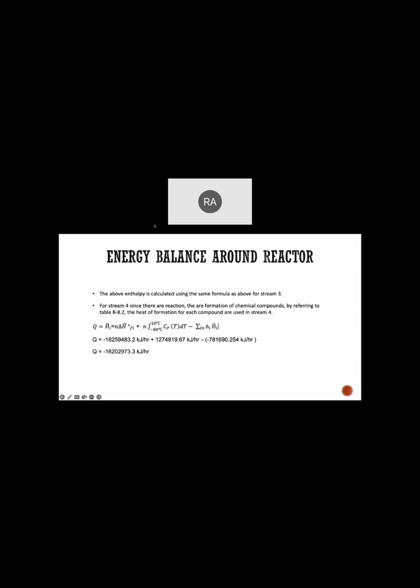For Q, to find Q, we use this calculation. Q equals heat of formation plus enthalpy due to the temperature change minus total enthalpy. And the final answer for Q, we got minus 1.62 million kilojoule per hour. Okay, that's all. Thank you.